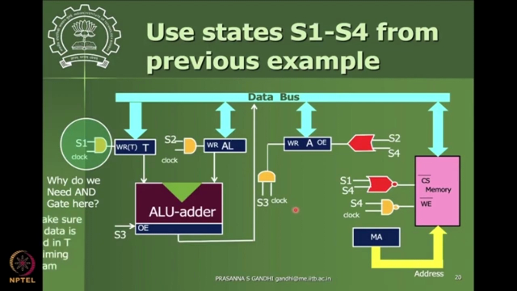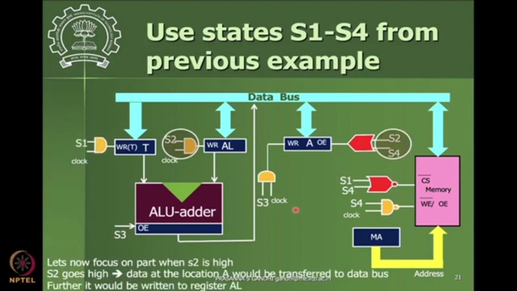Why do we need AND gate here? And then, when S2 goes high, you can see S2 is here and S2 is here. Okay, what is happening here is again something is getting written here. What is getting written? See, this is output enable for this A register, so that is going high. This is OR gate that is going high. That means data from register A will be available on the data bus now.